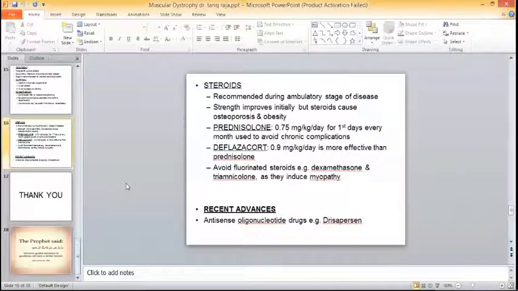You people must be aware of recent advances and recent happenings in the particular disease and scenario you are dealing with. It can be a part of your question as well. Okay, what are the recent advances in Duchenne muscular dystrophy? These are the antisense oligonucleotide drugs. So that is all about Duchenne muscular dystrophy.